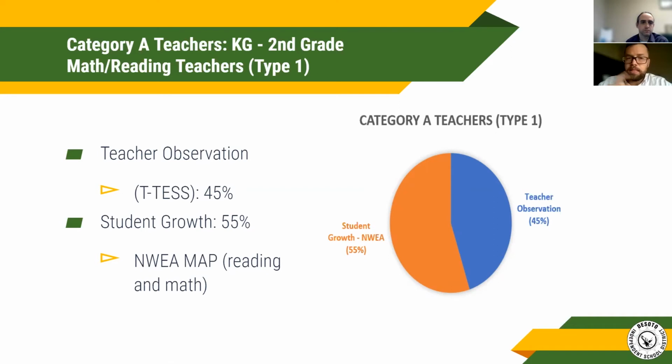System. The teacher observation, or T-TESS, that's going to count for 45% of the total score. And then the student growth in NWEA MAP, both reading and math. So students, if they take both of those, you'll get a reading score and a math score, and all of that together will make up the 55%. So that's how the scores, and we'll dig into the scores and actually how it'll be calculated shortly. But those are the 2 components that will count for identifying teachers to be put up for designations from kindergarten through second grade, these category A teachers.